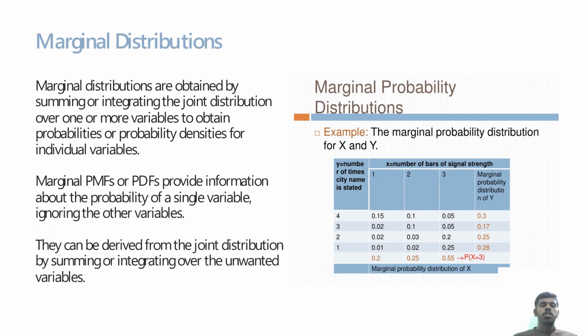Next, marginal distribution. Marginal distributions are obtained by summing or integrating the joint distribution over one or more variables to obtain probabilities or probability density for individual variables. Marginal probability mass functions or probability density functions provide information about the probability of a single variable, ignoring the other variables. They can be derived from the joint distribution by integrating over the other variables.